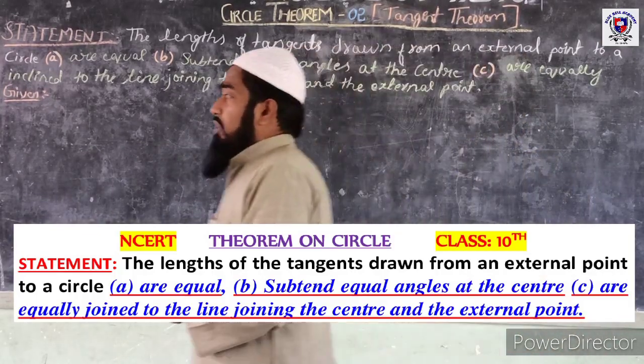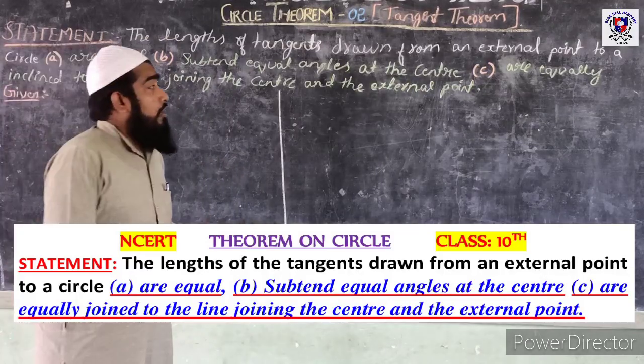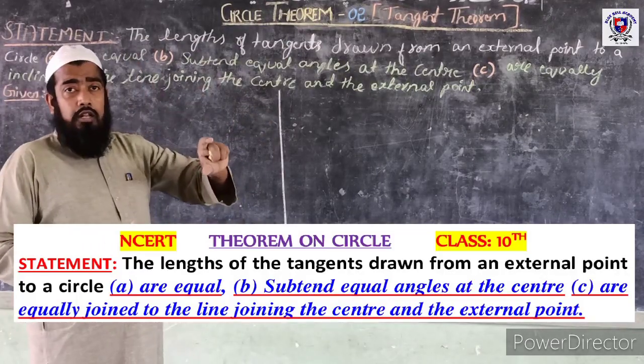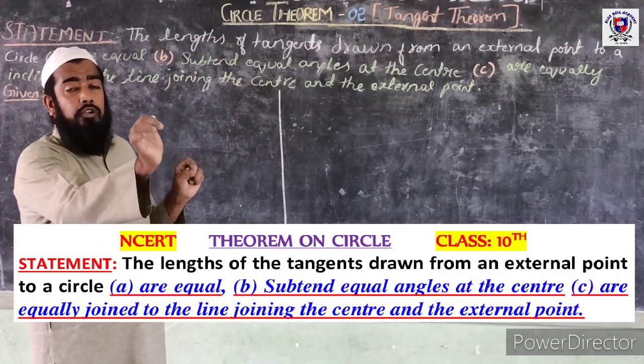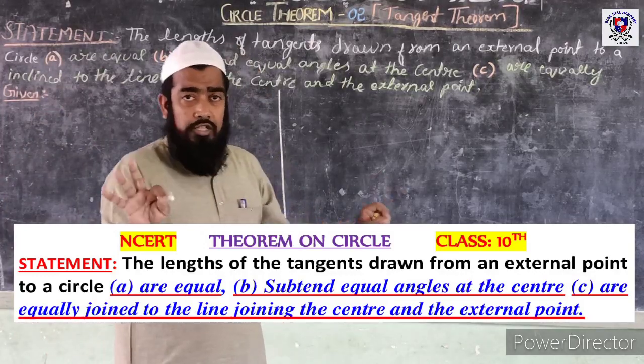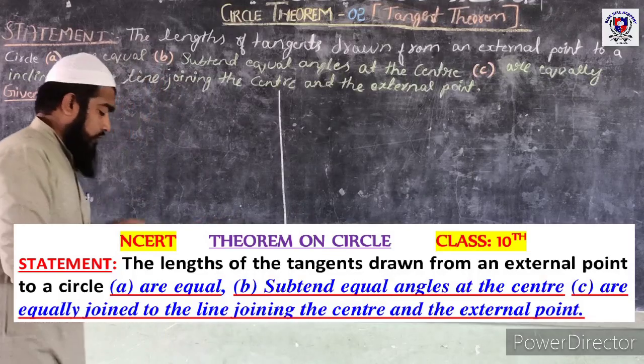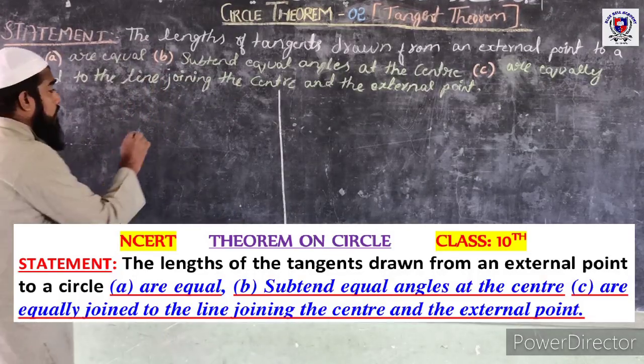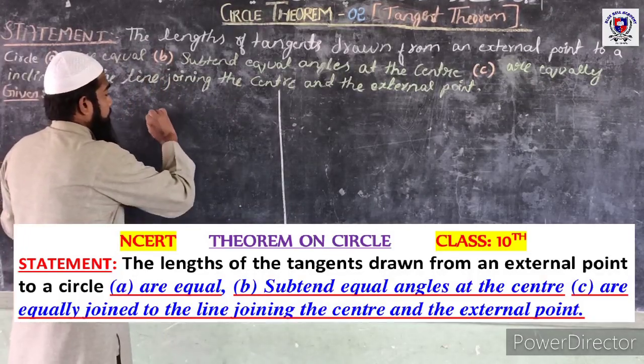From this statement, first of all, we come to know that there will be a circle, and from an external point of it, two tangents are drawn. That's it. That is the statement. So based on the statement, we have to draw a figure.